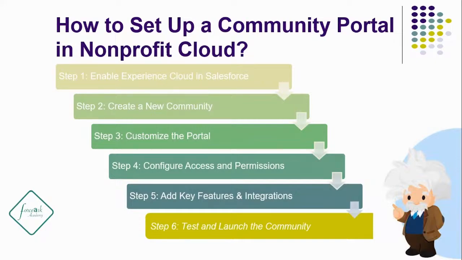Step 5 is to add key features and integrations like donation tracking, volunteer management, or fundraising campaigns. You can integrate it with payment gateways, volunteer for service applications, Salesforce campaigns, and Marketing Cloud. You can also do live chat and support by using Einstein bots or Service Cloud. And step 6 is to test and launch the community with different user roles, and then publish it. Before publishing, gather feedback from the stakeholders and optimize the experience, and then you can publish the portal.